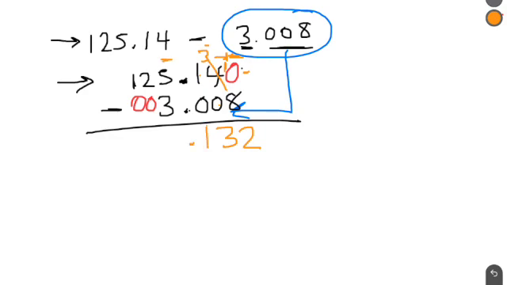Look at the 5. 5 minus 3 is equal to 2. 2 minus 0 is equal to 2. And 1 minus 0 is equal to 1. So your final answer is 122.132. If you go to your calculator and check it, you can see that that's the answer. So guys, that's it. This is how we subtract decimal numbers.